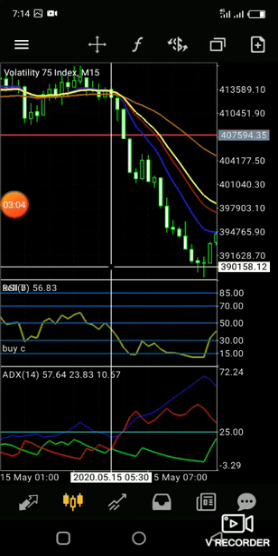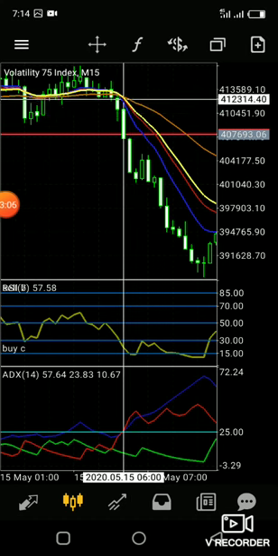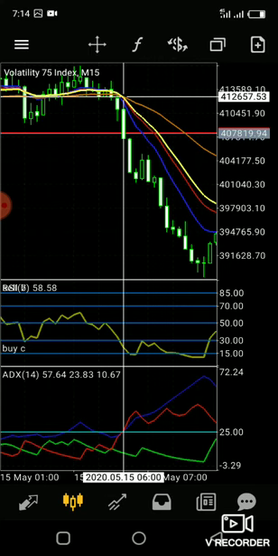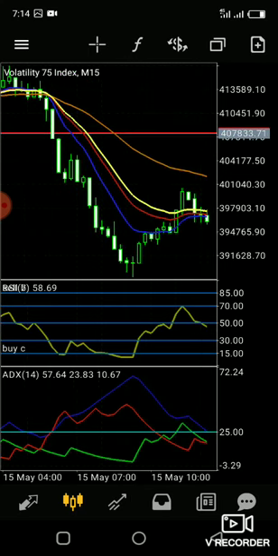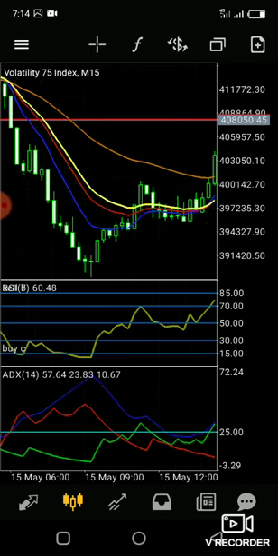And if we look right now, yes, the crossover happened here. Our RSI was below the 50 line, our ADX blue line was also above the 25 line, and the red line was above the green, which is telling us that the market is going to sell. And as you can see, this market actually sold for almost 2 hours.